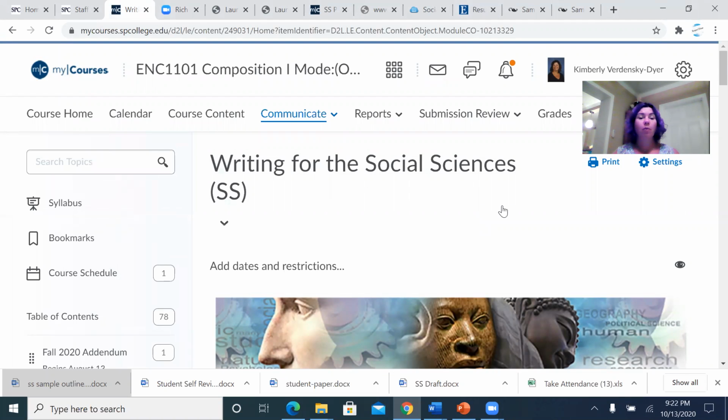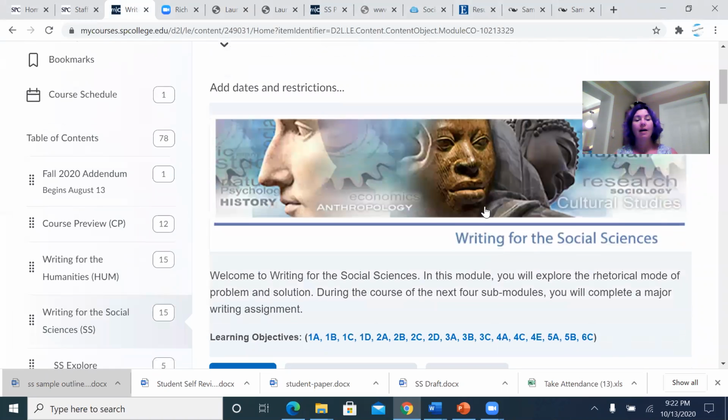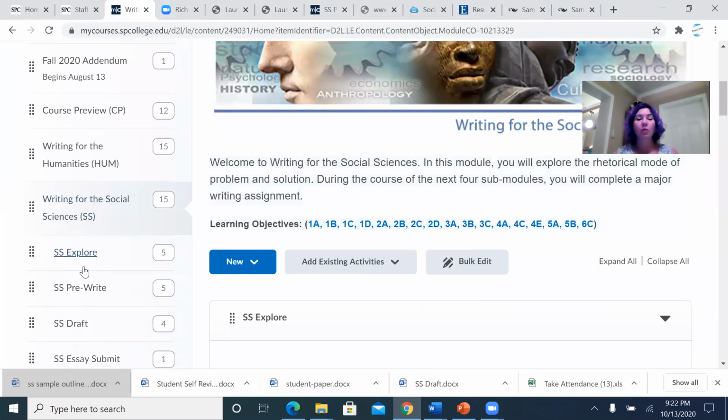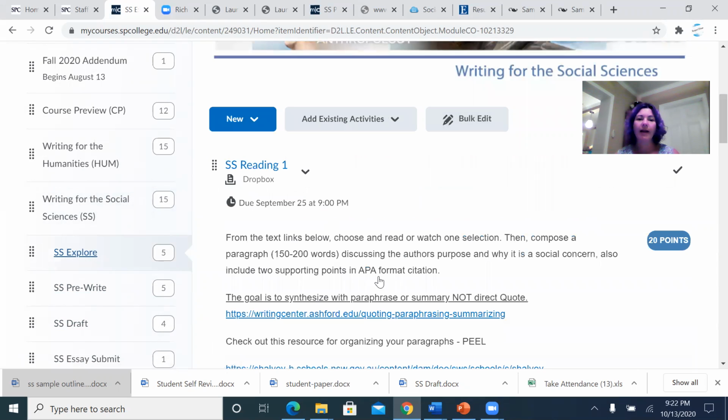I am following up on writing for the social sciences. At this point, students should be successfully through the explore, the pre-write, and the draft lessons within the unit. So I'm going to go ahead and walk back through the expectations for the first 3 lessons within this unit. We'll look at the due dates for the final revision and talk about what should be happening. Okay, so we started with choosing a topic and composing a short social sciences reading 1 response.